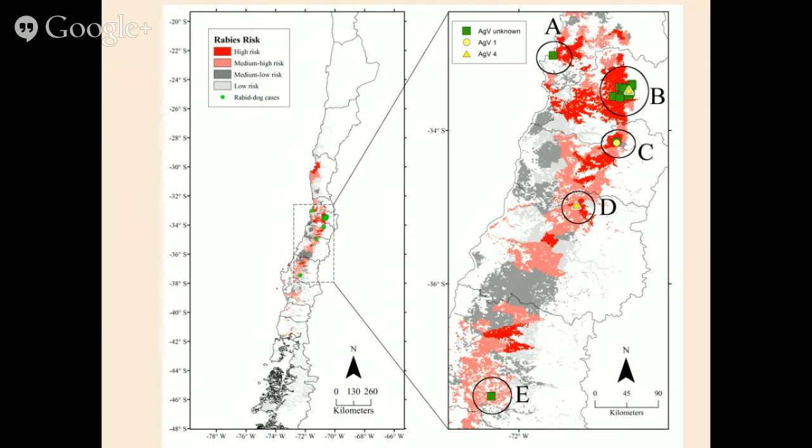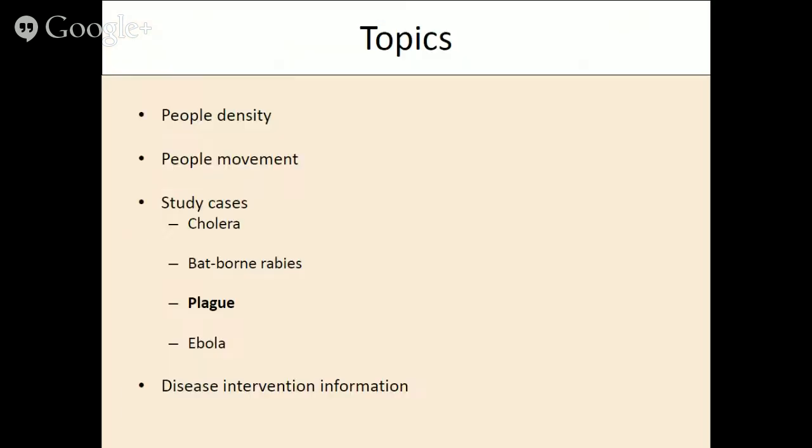And what we found is that all dogs fell in areas of risk of rabies spillover, and all dogs except one fell in areas of high risk of rabies spillover. Only one fell in medium-high rabies spillover risk. So this information is giving us more clues about what could be happening in the near future.